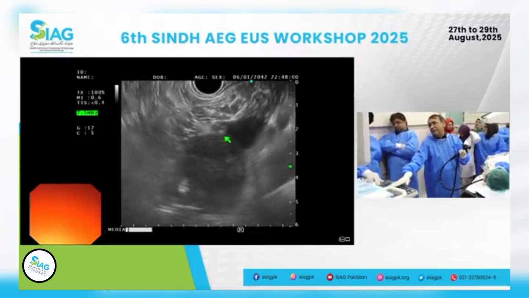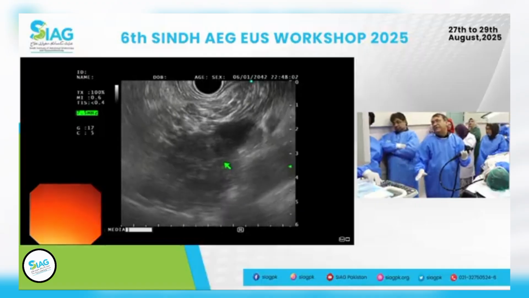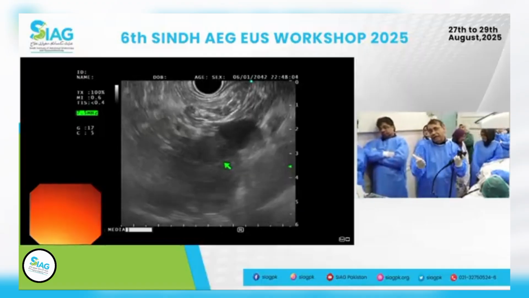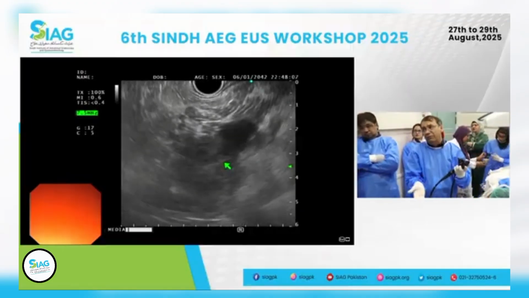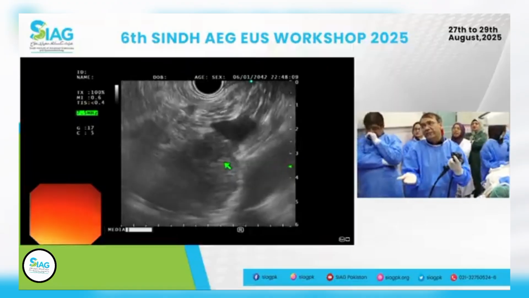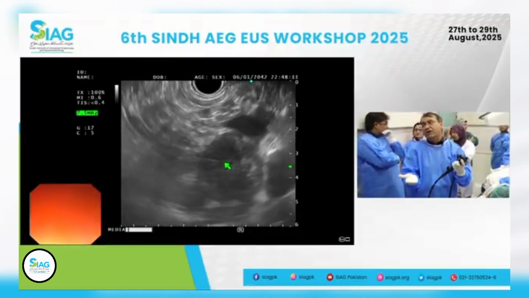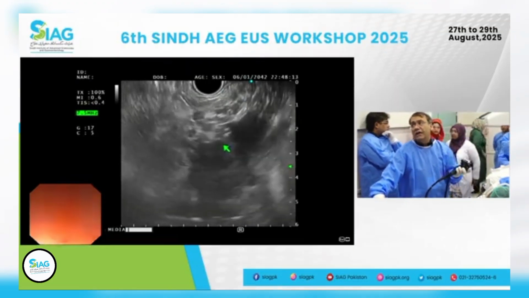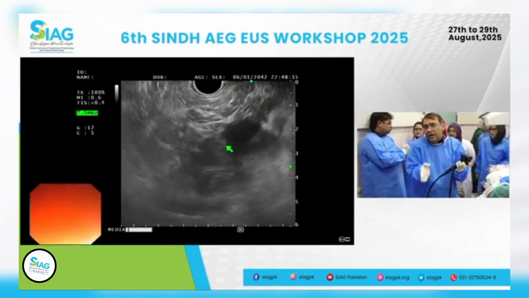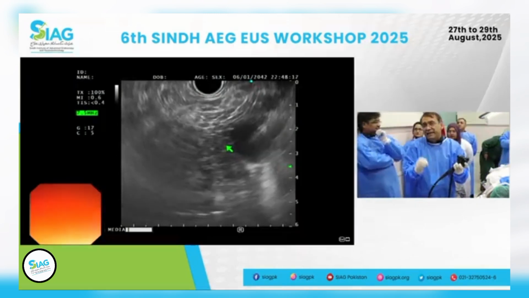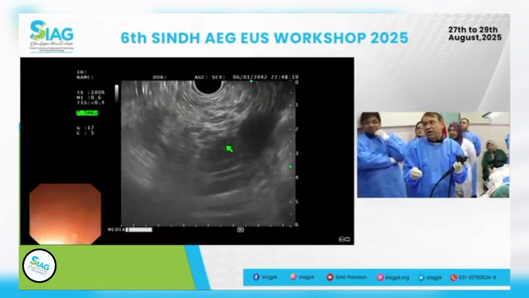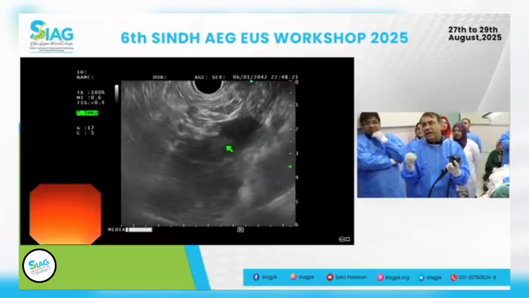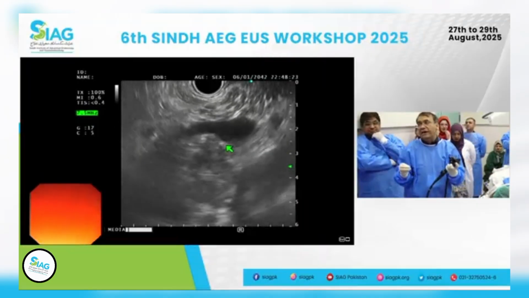You see, there is a mass right here. This is the head of the pancreas. Basically, we're seeing the pancreas, the majority of it, including the mass in the head of the pancreas, from the stomach itself. So if your transducer is following your commands and is in the right position, you should be able to see a lot of structures from one area as well.